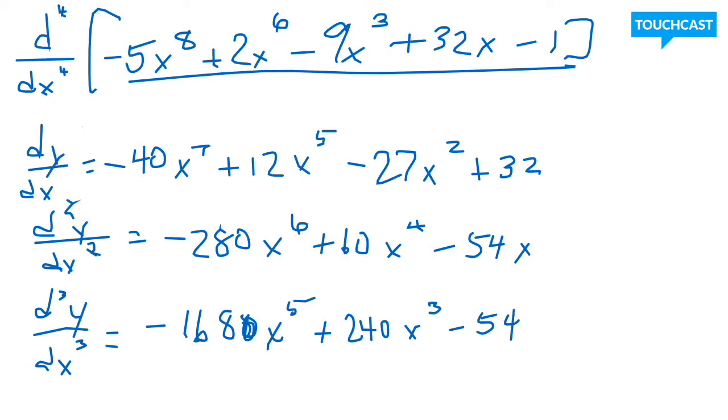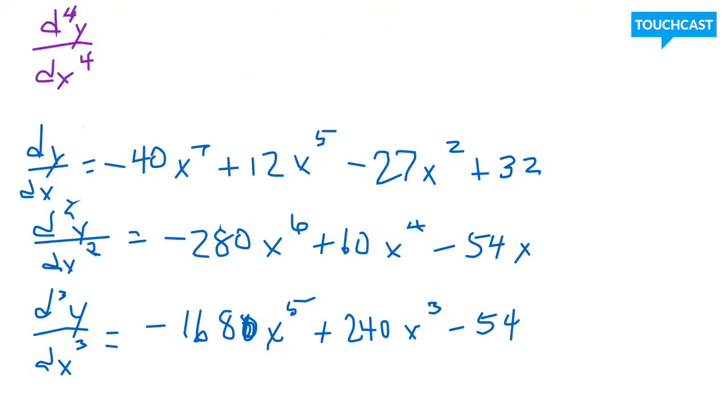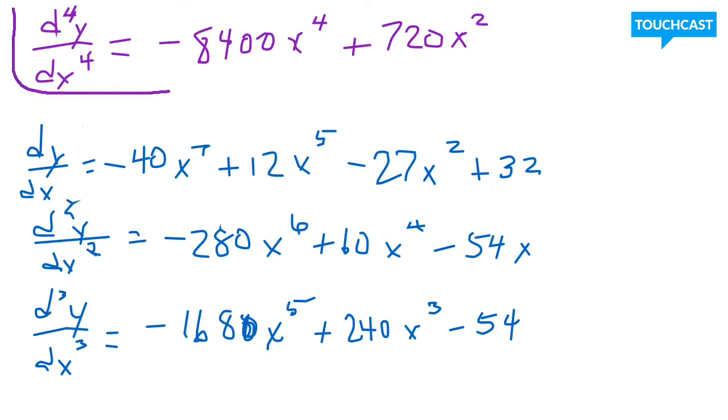Now to get what I wanted, which is the fourth derivative of that original function, I guess I better go to the next slide. Okay, I decided to come up to the top here. So the fourth derivative of y is going to be the derivative of the third derivative. I've still got a negative here, 5 times 1680, negative 8400 x to the 4th. 3 times 240, so plus 720 x squared, and then the derivative of 54 is 0, so I think this is our final answer. I would say the fourth derivative of that original function is negative 8400 x to the 4th plus 720 x squared.